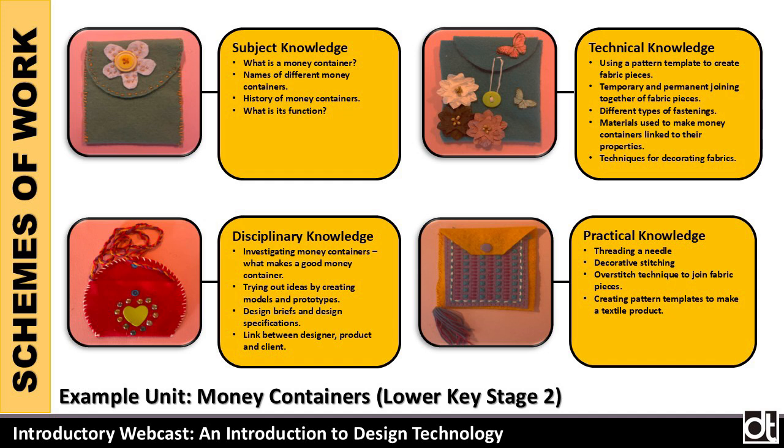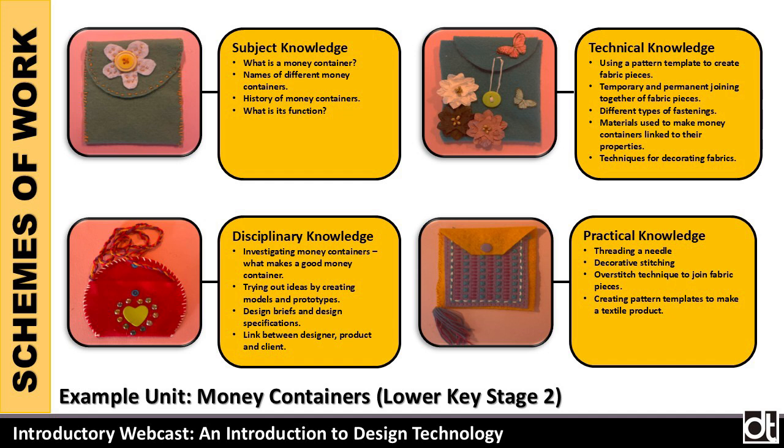Here is how a knowledge-rich curriculum is developed using an example of a unit of work from Lower Key Stage 2 on money containers. Subject knowledge is the knowledge associated with a particular topic or product. For example, if the children are designing and making a money container, the subject knowledge is understanding what a money container is. It is about knowing different types of purses and money containers and how they relate to each other. The children might also learn about the history of money containers and look at some samples of different money containers. It is the general knowledge about the topic.